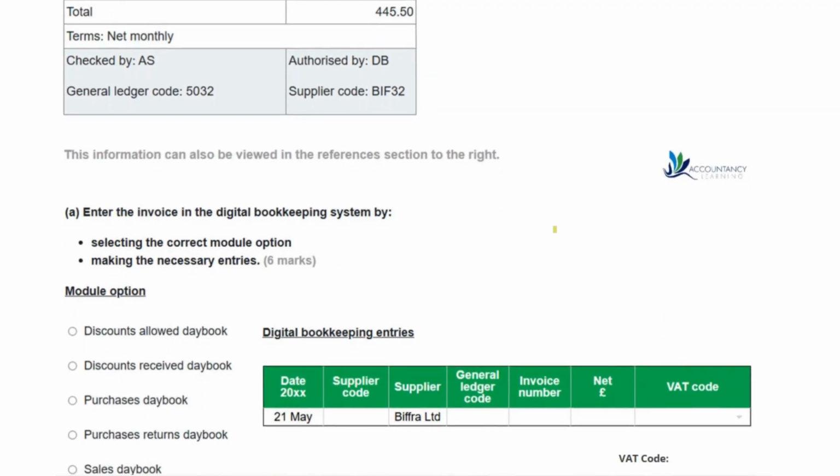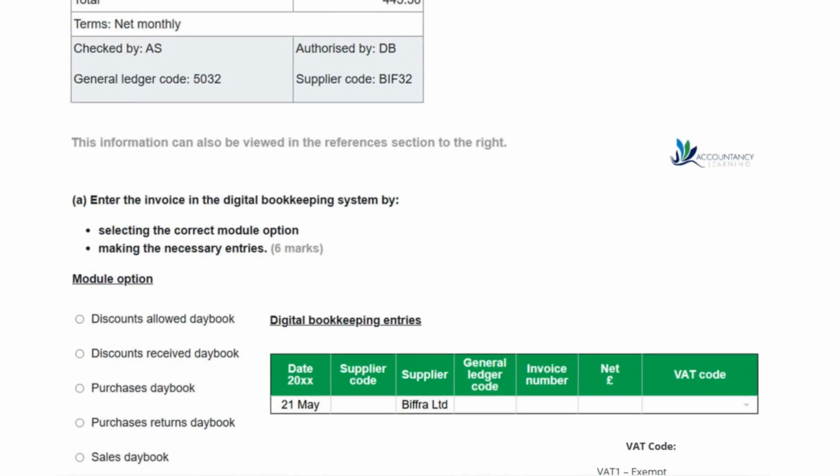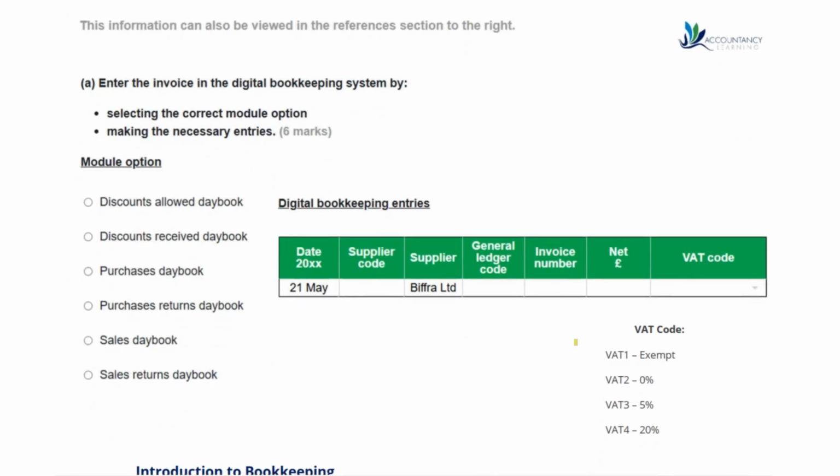Part A asks us to enter the invoice into the digital bookkeeping system by selecting the correct module option and then making the necessary entries. So we are looking at a supplier invoice here. This is an invoice that we have received from a supplier, so we've made some purchases. So it's going to be in our purchases daybook.